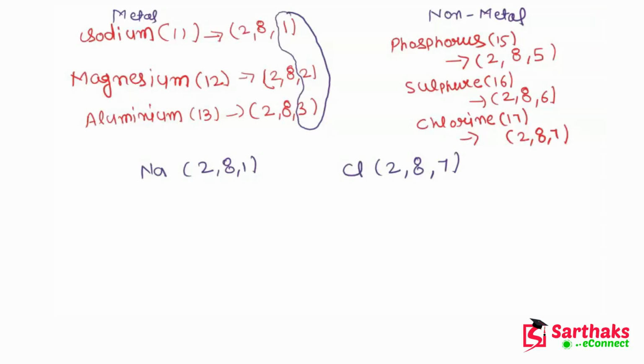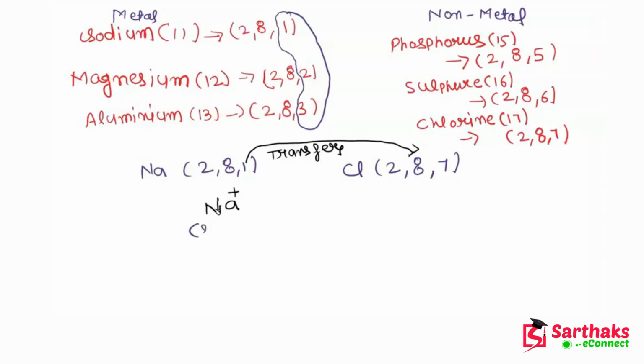So what will they do? To complete their octet, this sodium will transfer its electron to this chlorine. After the transfer of electron, this Na will become positive. The positive charge will come. Why? Because it donates its 1 electron. So that's why it will become a cation.